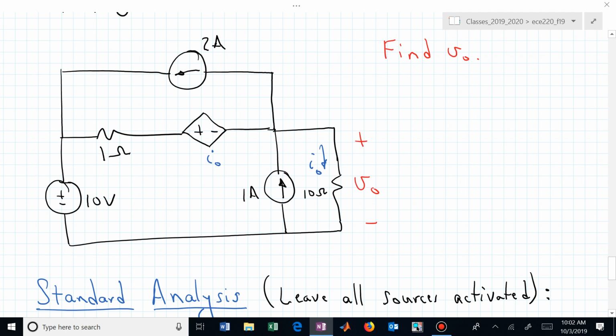I know what Nathan wants to do. He wants to do mesh analysis. He sees 3 meshes. But let's see if we can see something else. What else might we see? We need V0.